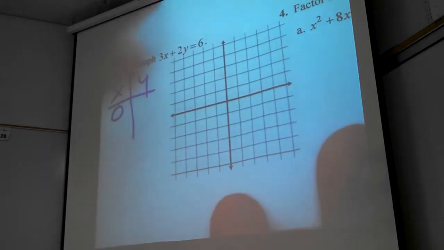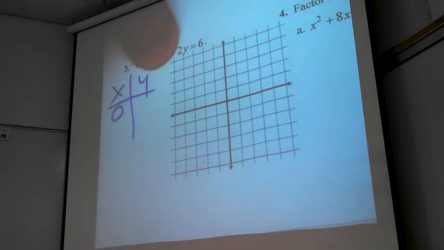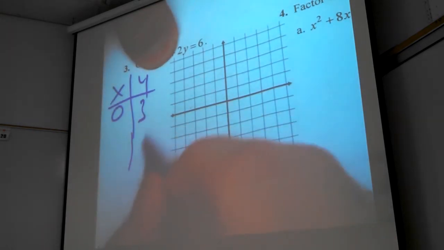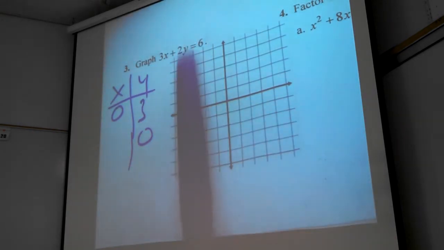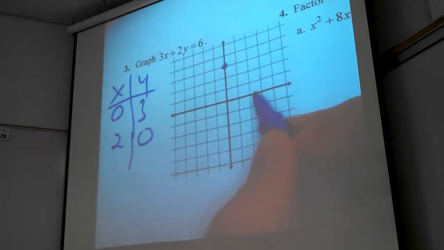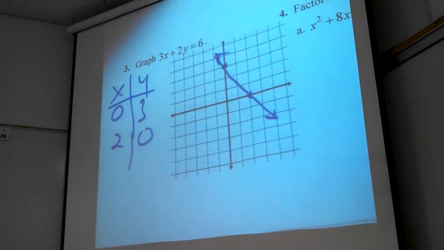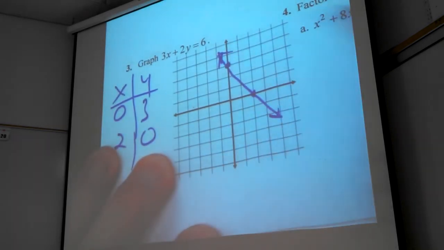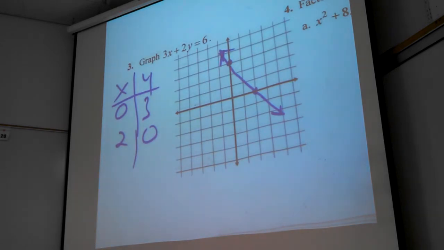So if I plug a 0 in for x, what do I get for y? 3. If I plug a 0 in for y, I divide by 3, I get 2. I plot those, and I'm done. Yay! Wait, really? Yeah, dude. That's easier. I like it. In this case, it was easier. Obviously, 3 and 2 go into 6, so the whole thing was nice. If it was 11x plus 17y equals 49, I might not want to do the problem at all, but too bad.